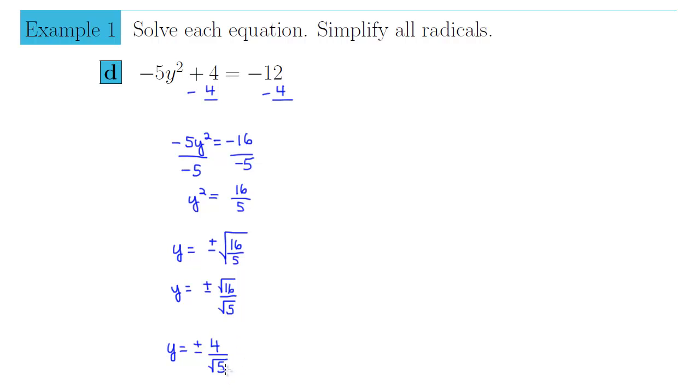We have a rule that says that we don't like to leave square roots in the denominator of fractions. And how do we get rid of that square root? Well, we rationalize the denominator. In this case, I'm going to have to multiply both the denominator and the numerator by square root of 5 in order to complete that rationalization. So what's that going to leave me with? That's going to leave me with that y equals plus or minus 4 times the square root of 5 all over, and square root 5 times square root 5 is simply 5.